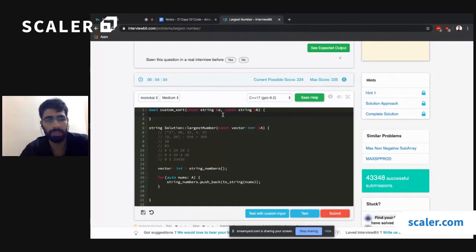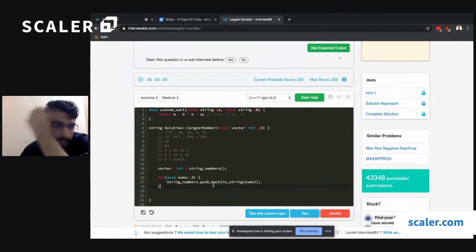So I have to do the opposite. I will say return A plus B is greater than B plus A, something like that. What it means is that if A plus B is greater, then A will come before B in the final array. So if this is true, then my array will have A here and then B here. And this is string concatenation, so this will work.